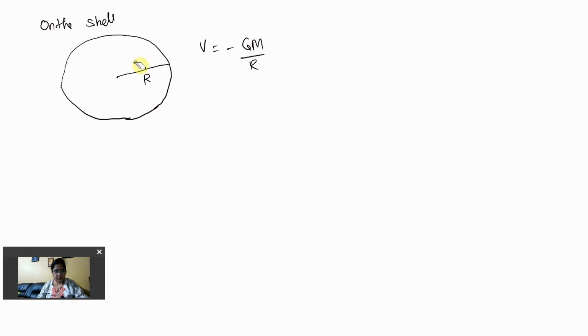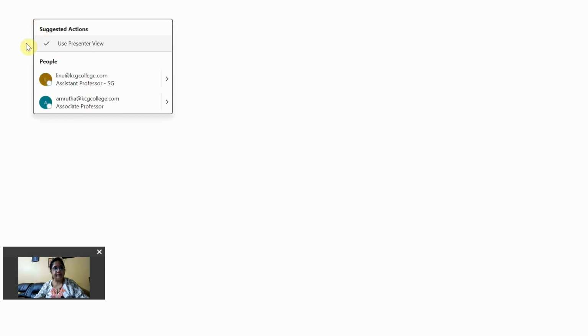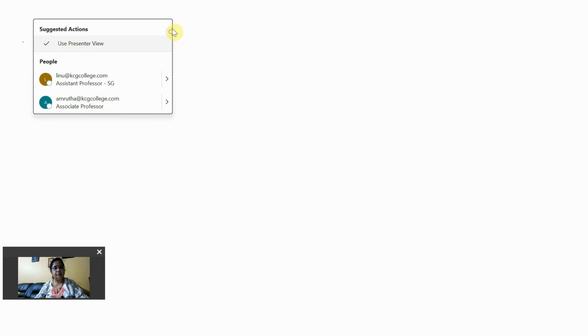We are now going to move on to the third case, which is potential inside the shell. That is going to be a little demanding. For that, again, let me consider a sphere.